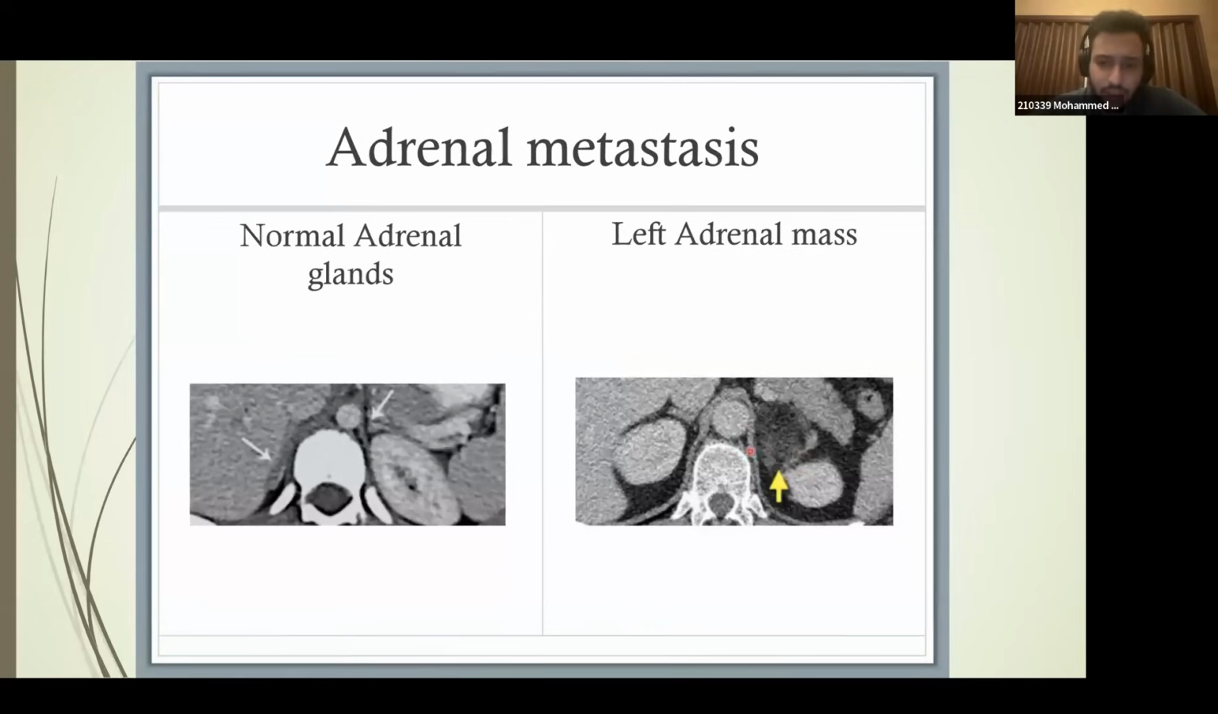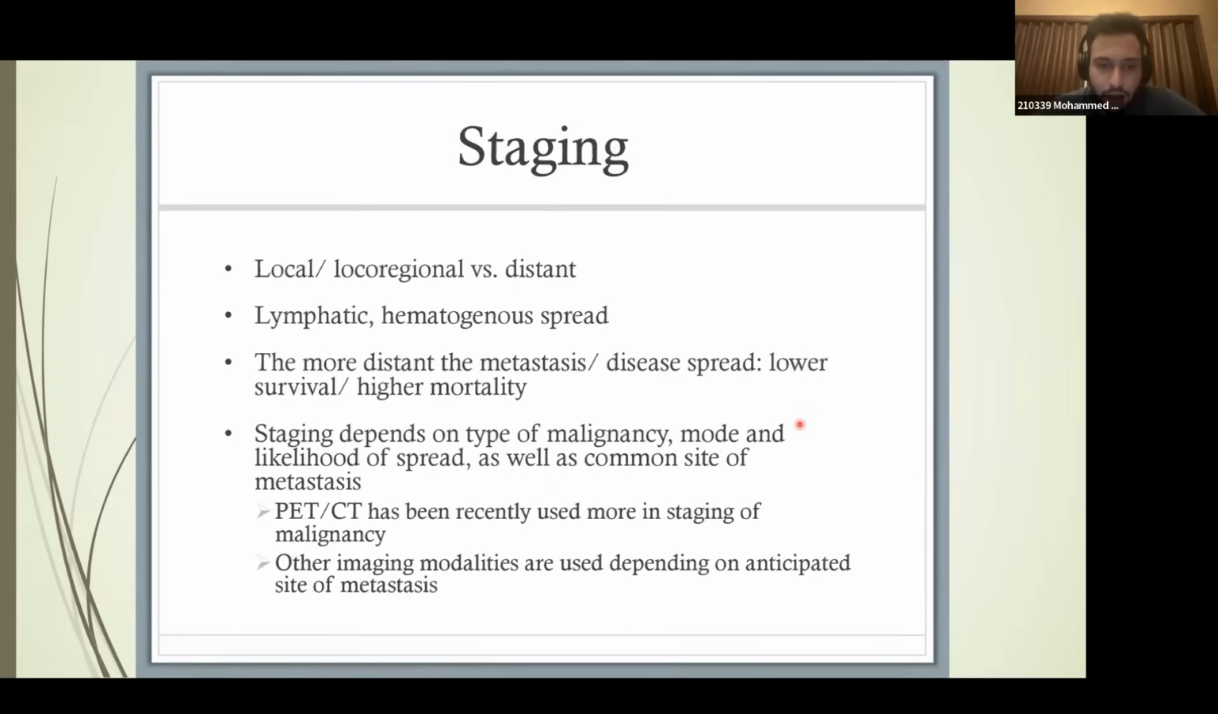If this is in the adrenal gland, you can see that this is hypoechoic because of fat, and this is just an adrenal mass. Now basically this is just information on what staging is. You have something called local, regional, versus distant. Local is, for example, in the chest cavity. If it's more distant, for example, it goes from the lung to the adrenal gland. That's just an example.